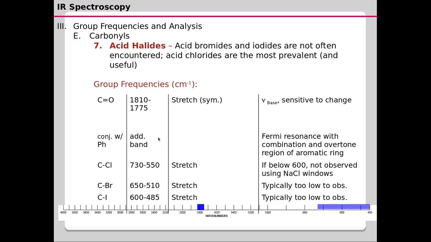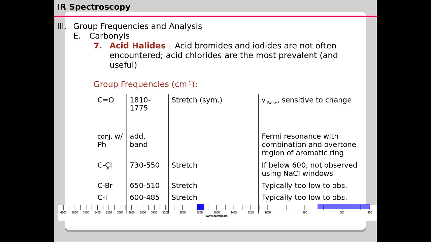For acid halides, where the carbonyl carbon is bound to a halogen atom such as a chlorine atom, the carbonyl vibrational frequency appears in the range of 1775 to 1810 cm⁻¹, at a higher frequency compared to aldehydes and ketones. That's obviously due to the inductive effect of the chlorine atom. When this carbonyl is conjugated to a phenyl ring, we see additional bands and a reduction in the frequency of the carbonyl vibration.